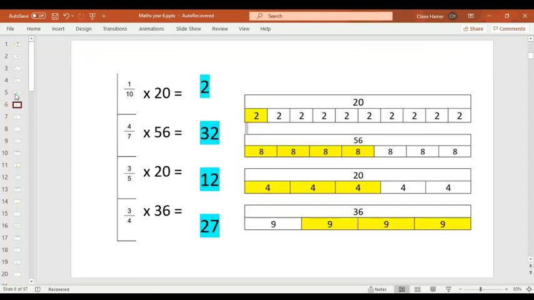Right, let's see how you did. So the answers are on screen, they're highlighted in blue. And just to check, 1/10 times 20 means you would do 20 divided by 10, which is 2. So that means that we've separated the whole into 10 equal parts. Okay, then we've got 2 in each part. The numerator, 1, tells us that we want one of the parts. So the answer is just 2.